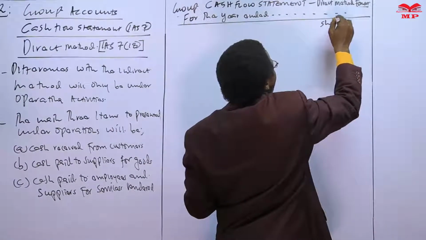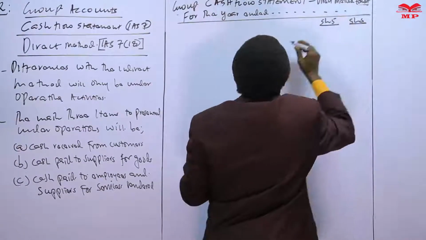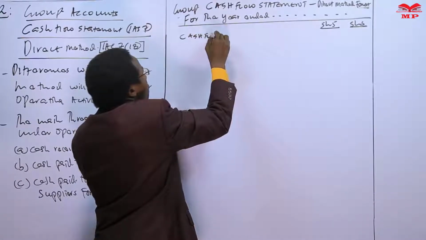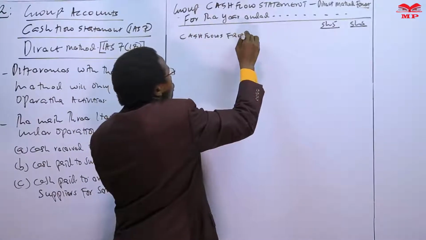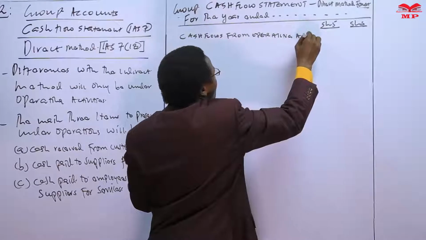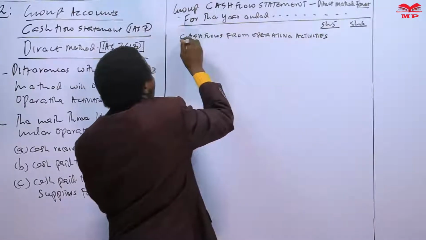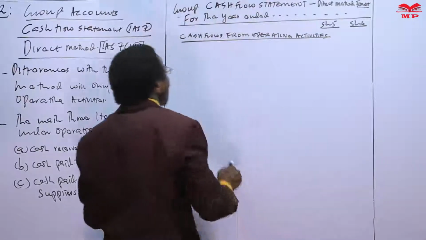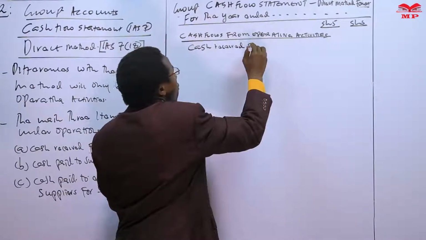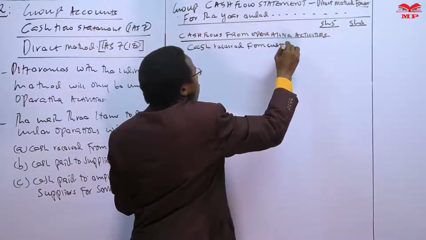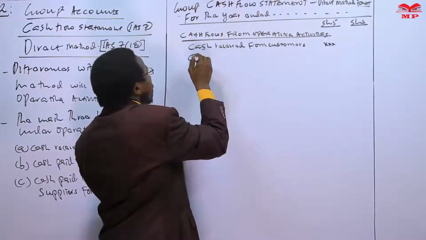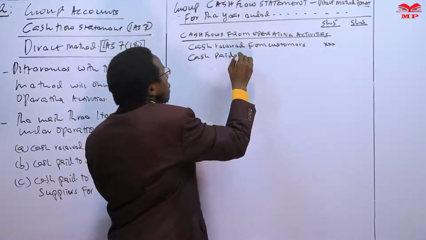So we have the 2 columns here, friends. The first item we always start with is the cash flows from operating activities. Under that, we start with the cash received from customers. Then we also have the cash paid to suppliers.